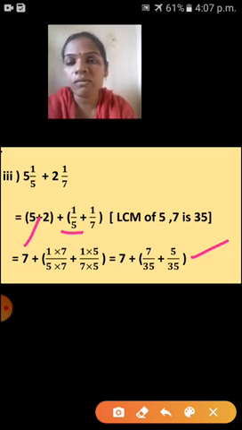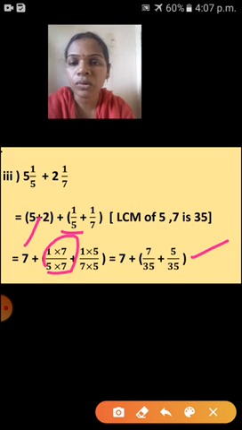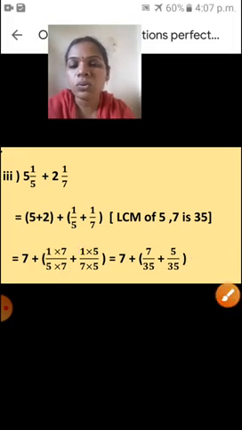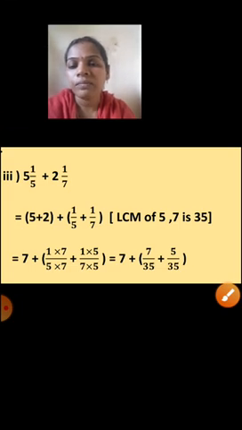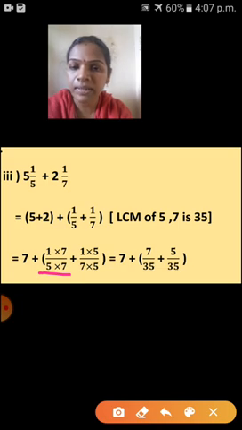So 5, if you are multiplying with 7, you will get what? 35. So here I have already told, if you want to multiply in the denominator, that same number you have to multiply in the numerator also. Then only our value will not change. Okay children. So that is 1 into 7 upon 5 into 7. This step is clear? Shall I go to next?